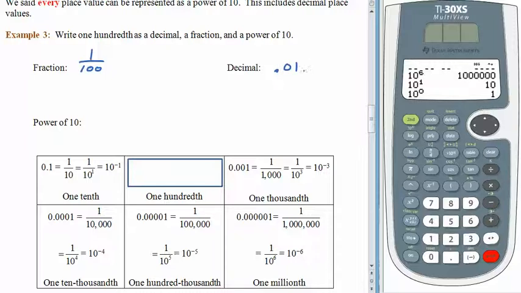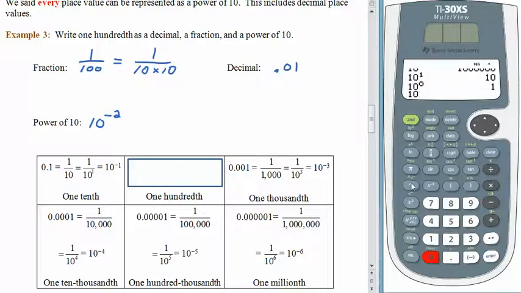As a power of 10, well, we kind of need to see the factors. So let's go back to what we know about 100. 100 is 10 times 10. And those 10s are sitting in the denominator. And so that means 1/100th is 10 to the negative 2 power. And let's check that on our calculator. 10 raised to the negative 2 power. There we go, 1/100.